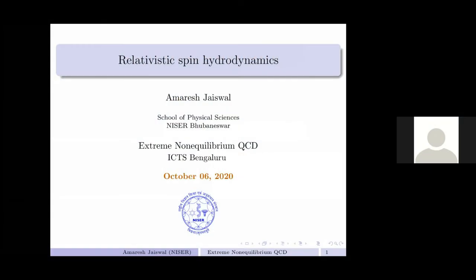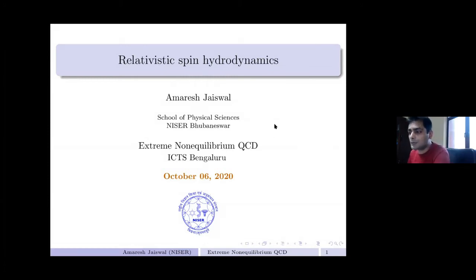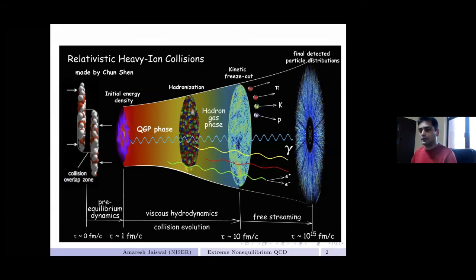Okay, great. So I will be talking about relativistic spin hydrodynamics. I will start with ideal, and then I will also move on to including dissipation in relativistic spin hydrodynamics. Let me quickly give some motivation of why I am doing what I am doing. It's motivated by application to relativistic heavy ion collisions.